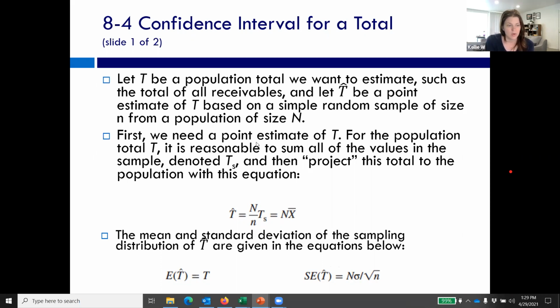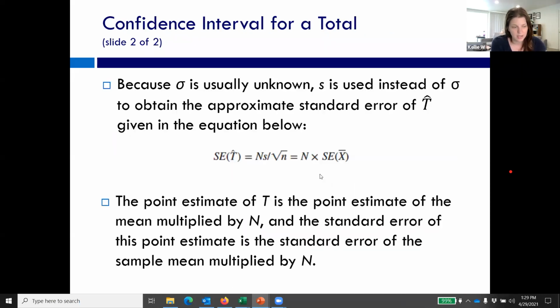And we need a point estimate for that population total. So it's reasonable to sum all the values in the sample and then project that using this equation that they give us here. Don't get too hung up on this equation. The mean and standard deviation formulas are down here. And because our standard deviation is not known, we have to use the sample standard deviation, and so we get an approximate standard error equation. The same result overall: the point estimate is going to be plus or minus some multiple times the standard error.